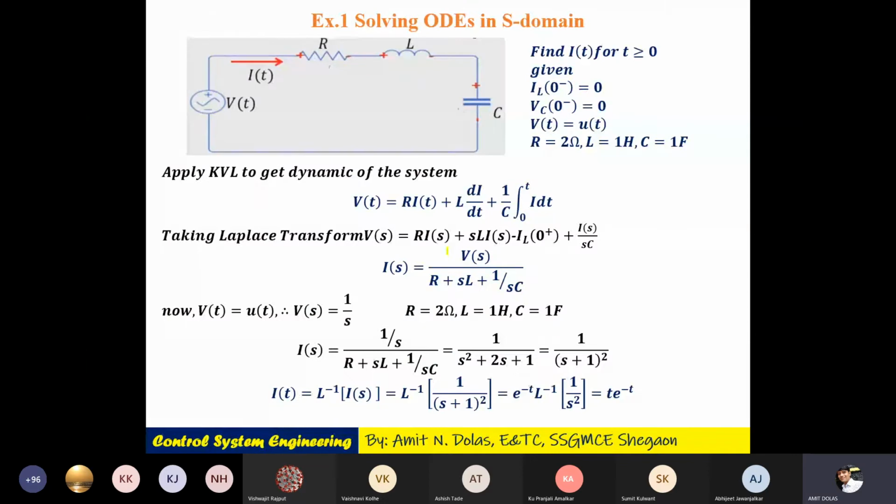Okay, very simple example. We'll have one RLC series circuit, and there will be an ODE equation in the S domain. So you can see R, L, and C.